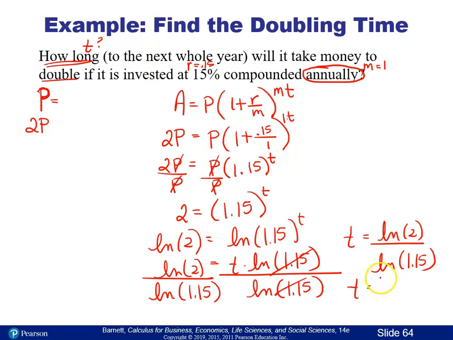So t is 4.96. Right, and it says to the next whole year. So basically it's going to take about 5 years for this particular investment to double.